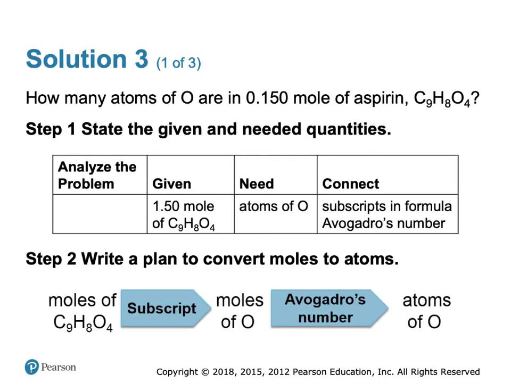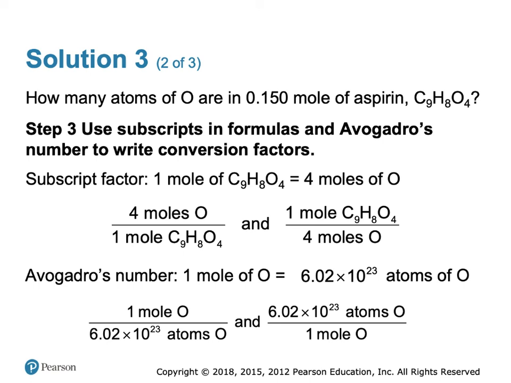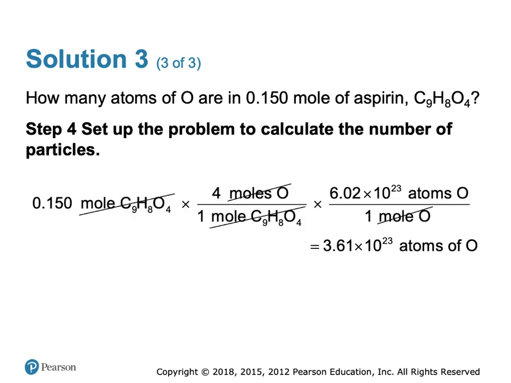So this is just stepping you through the calculation and writing down what's given and what you need to find. Here are the conversion factors that are needed. And then there is the calculation set up, and you can see 3.61 times 10 to the 23 atoms.